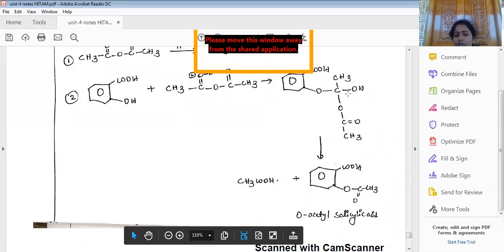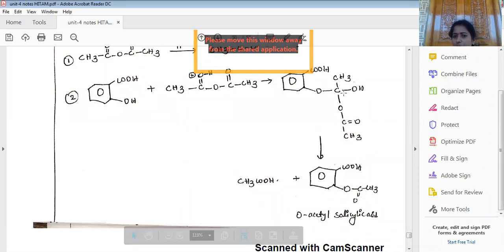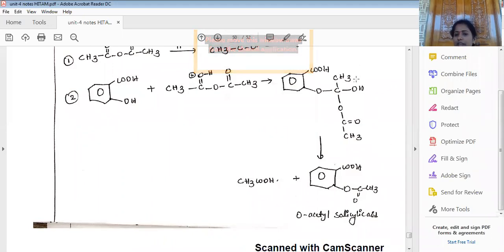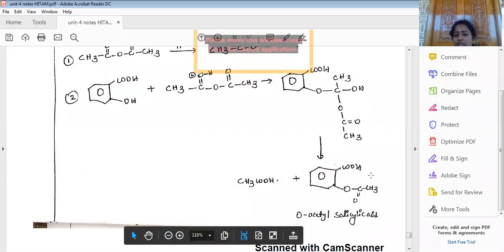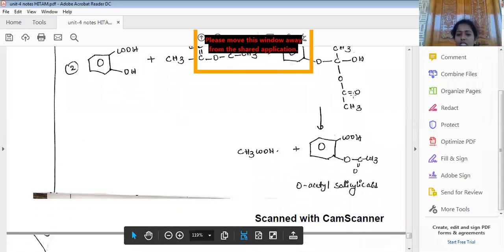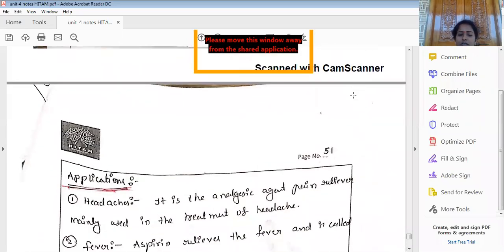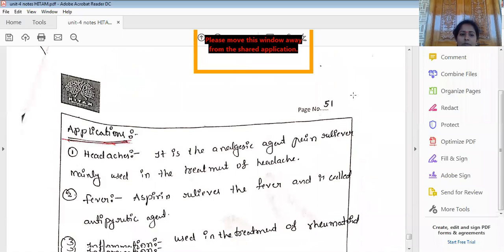Now, in order to get this, hydrogen should be removed from the center and double bond formation is possible. In the remaining part, the CH3COO group is eliminated. From the center H plus and CH3COO minus, so that acetic acid is eliminated, we will get the O C double bond O CH3 functional group at this position. So this is called O-acetyl salicylic acid, which is the final required product, aspirin.